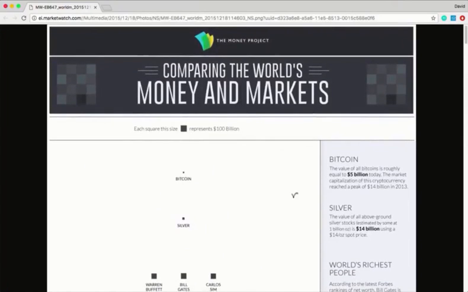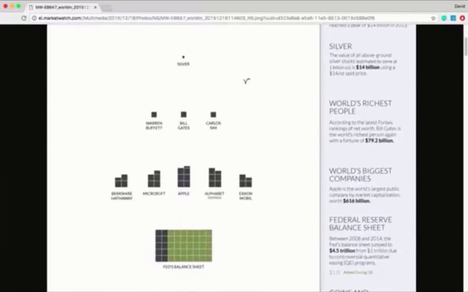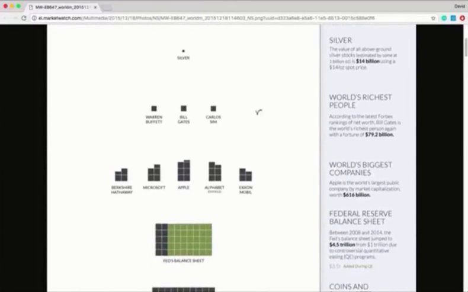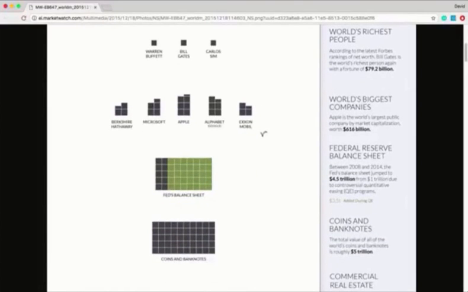If we start right at the top, you'll notice that each of these squares represents roughly $100 billion when they're in full size. So at the very top, you've got the value of Bitcoin at the time this graphic was made, which was in 2013. And the value then of Bitcoin in 2013 was $5 billion. And then the next little dot up here represents the value of silver. Again, everything is in 2013. That was $14 billion. All the silver in the world. Okay, everything that has ever been mined, all the silver.